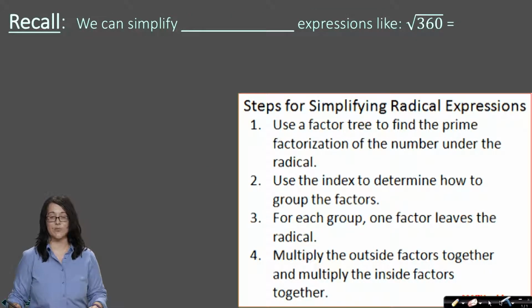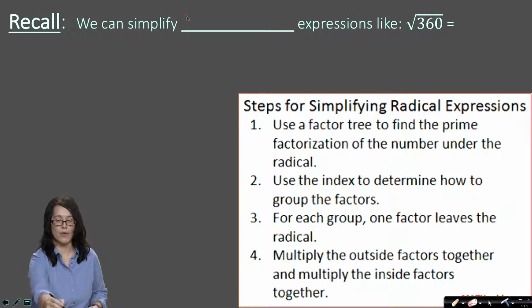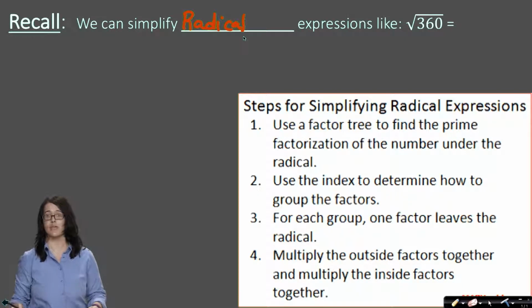The next slide says we can simplify radical expressions. So if we have it in radical notation, we can simplify such radical expressions using the steps in the box on the right. First, we're going to factor into prime numbers. Prime numbers, again, are the numbers in which their only factors are themselves times 1, right?